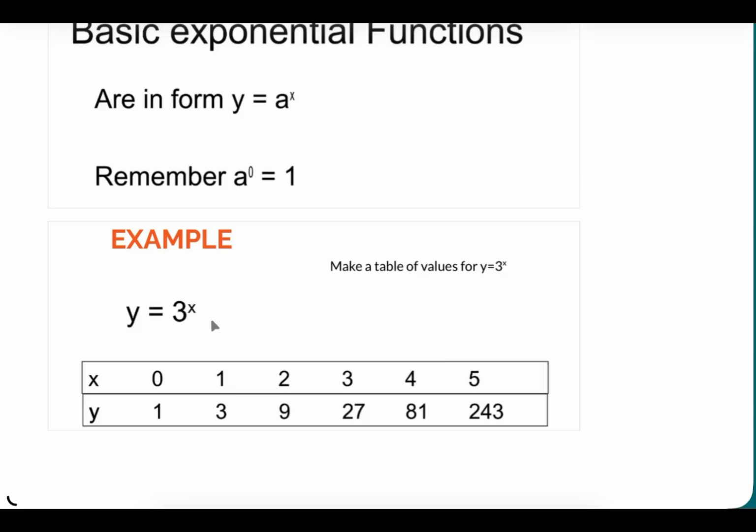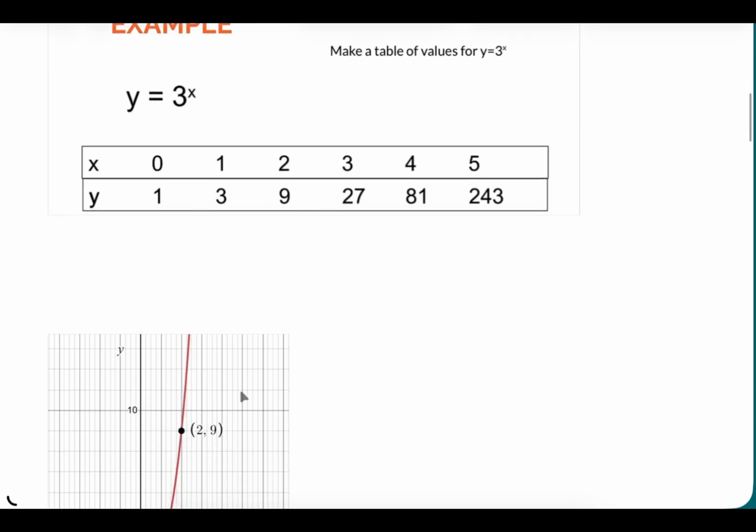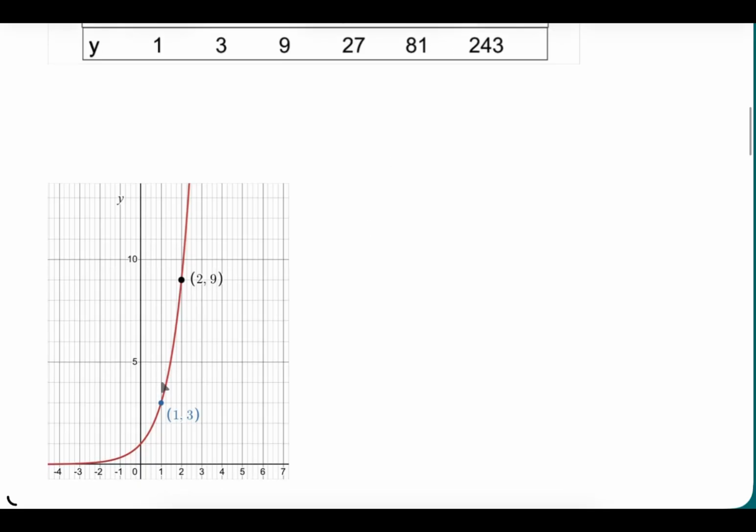When x is 2, y is 3 squared, which is 9. When x is 3, y is 3 to the third power, which gives 27. When x is 4, y is 3 to the fourth power, which gives 81. And when x is 5, y is 3 to the fifth power, which gives 243. Now we can graph these as coordinate pairs: (0, 1), (1, 3), (2, 9), (3, 27), and so on.